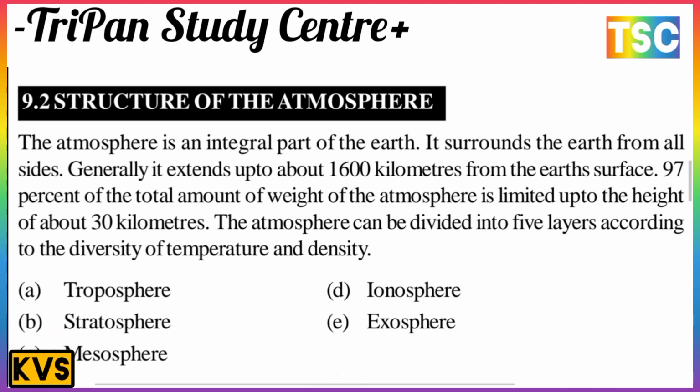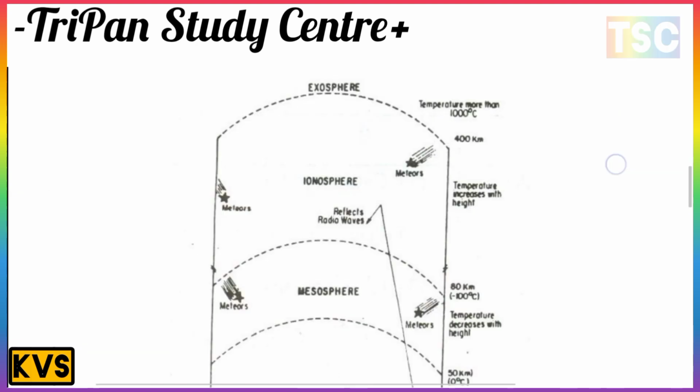The atmosphere can be divided into 5 layers according to the variation of temperature and density. The first layer is the troposphere, second is the stratosphere, third is the mesosphere, fourth is the ionosphere, and fifth is the exosphere. The structure of the atmosphere is of 5 types according to temperature and density.